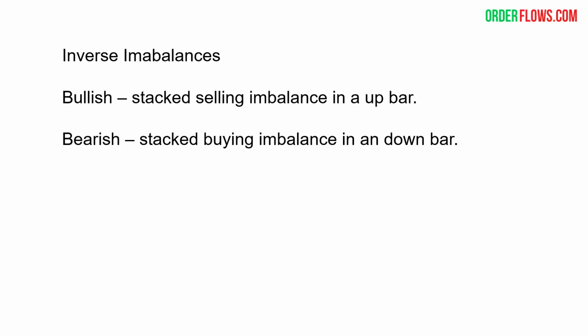So a bullish inverse imbalance would be a stacked selling imbalance in an up bar, because normally you would expect to see a stacked selling imbalance in a down bar. And a bearish inverse imbalance would be a stacked buying imbalance in a down bar. Again, normally you would expect to see a stacked buying imbalance in an up bar, right? Because aggressive buyers are lifting the offers and taking the market higher. However, when you see an inverse imbalance, it is generally a sign of traders that are getting trapped in the market, right? They're aggressive traders that are selling into strong passive bids or buying from strong passive offers. So let's take a look at the charts today.